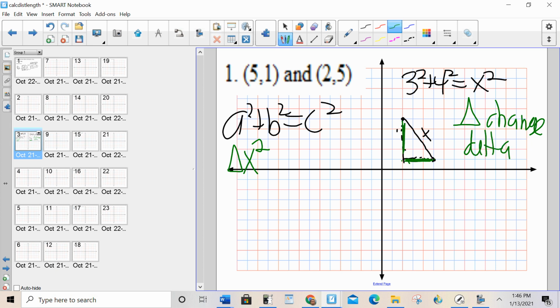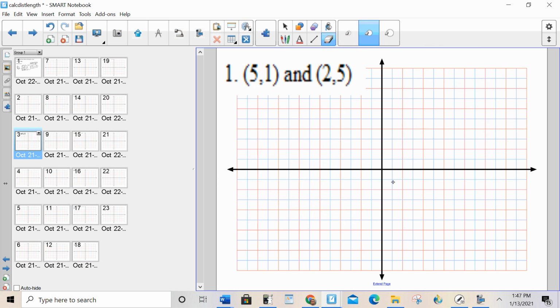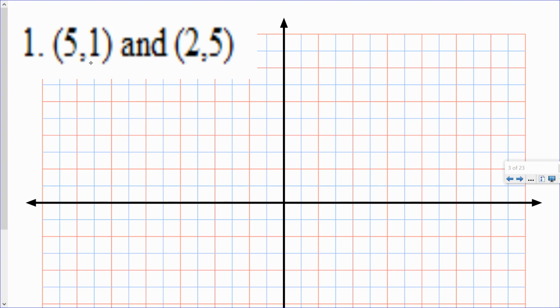This leg is the change in the y value. So I'm going to replace b with the change in y. C, well, this is the distance that I'm trying to find, so I'm going to replace it with d. Now, I don't want a formula for d squared, I want a formula for d. And that's where the distance formula comes from. Now, again, I said initially not to write this down. Now we're going to start doing the problem for real and writing it down.